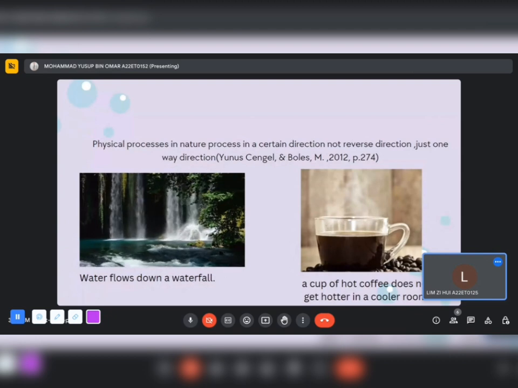Natural processes occur in a certain direction, not the reverse direction, just one-way direction. For example, we can see the waterfall. The water flows down a waterfall. Without any work supplied to the waterfall, the water will not flow upward. The same goes for the cup of hot coffee here. The hot coffee will not get hotter in a cooler room, meaning that the cool region will not transfer heat energy to the hot region. Next.